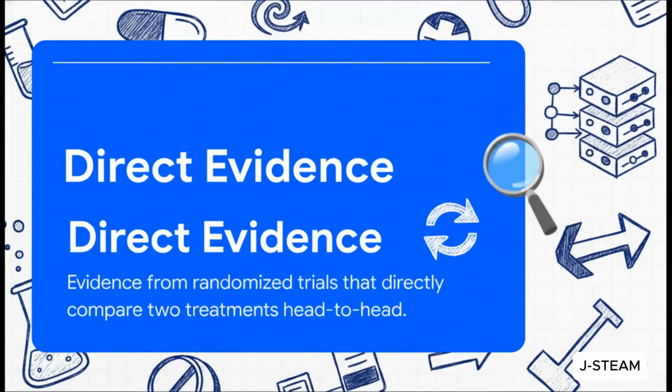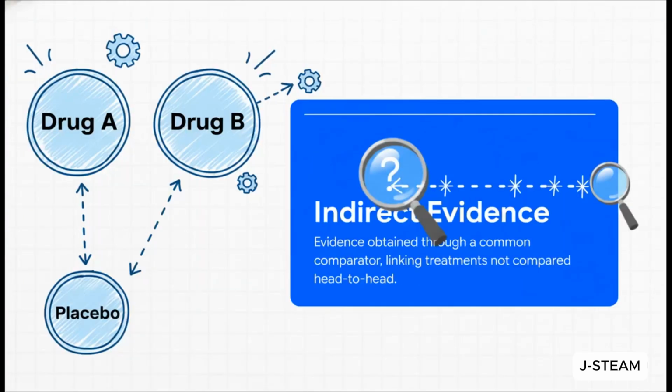Let's start with the most straightforward piece of the puzzle, direct evidence. This is the stuff that comes from those gold standard randomized controlled trials, where researchers test one treatment directly against another. It's solid, reliable, and it forms the bedrock of our evidence network. Okay, now for the clever part. This is where the magic really happens.